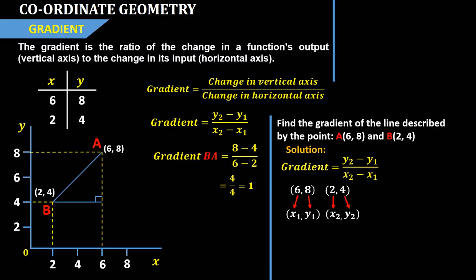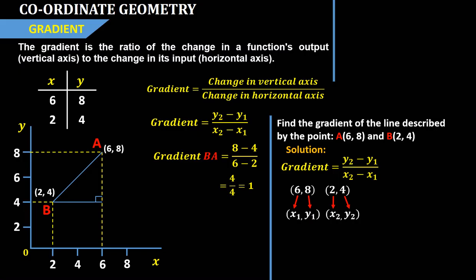Okay, so once you have pinpointed them out, your x1 will be equal to 6, your y1 will be equal to 8, your x2 will be equal to 2, and your y2 will be equal to 4. So you can now find your gradient easily, since you have your y2, x2, y1, x1.